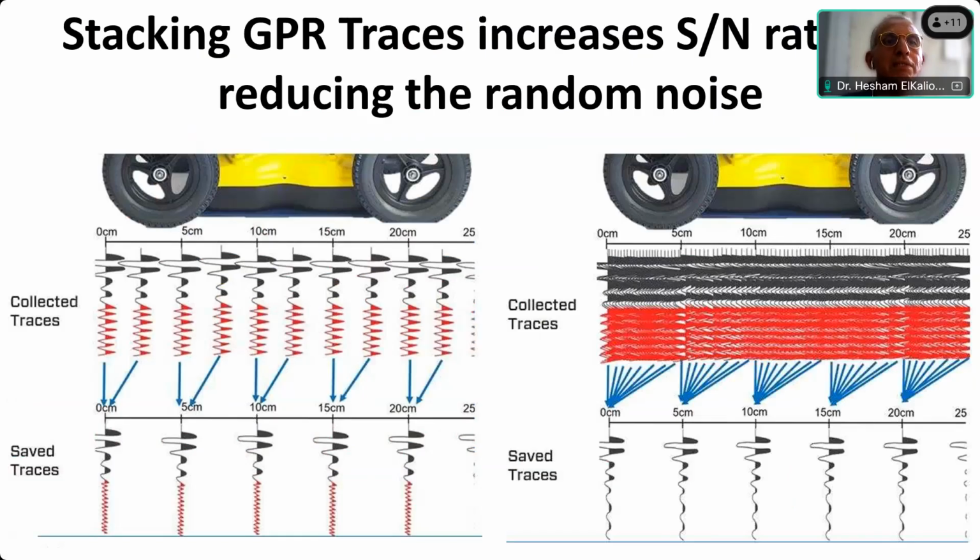This can be done when you move slowly. You don't have to move very fast. The more slowly you move, pushing the GPR antenna, the more measurements you can do and stack, and this will improve the signal to noise ratio.